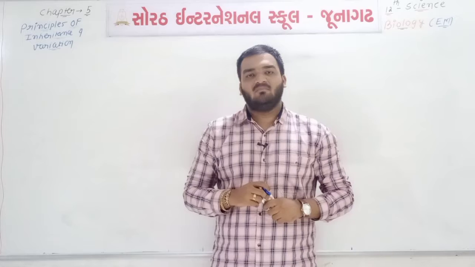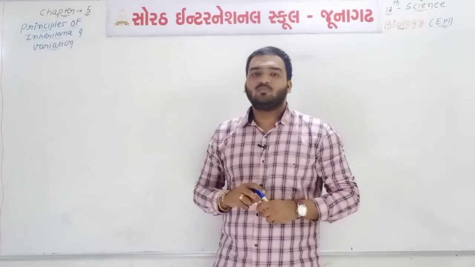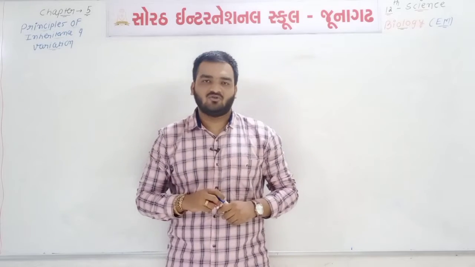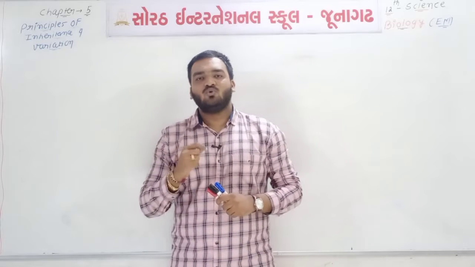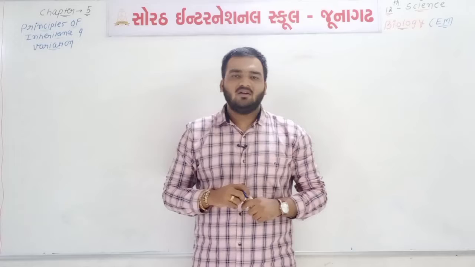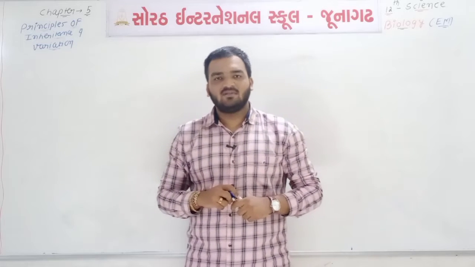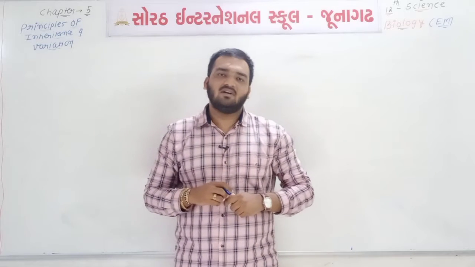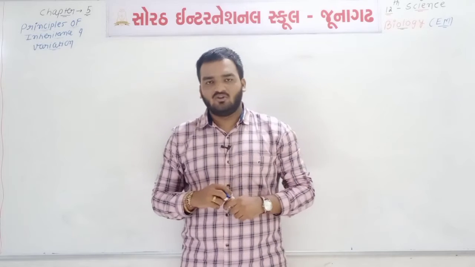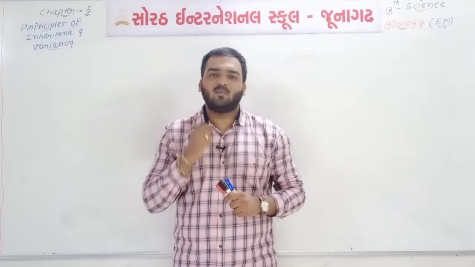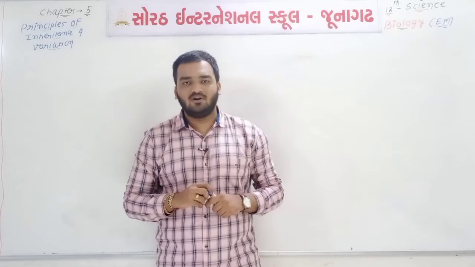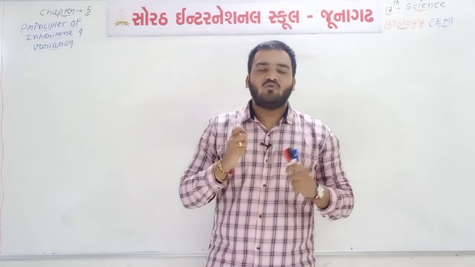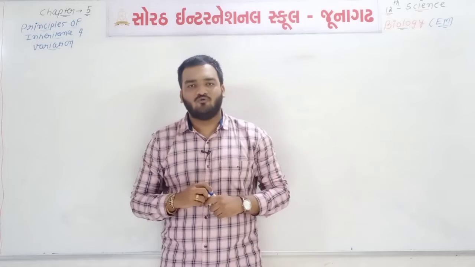We are learning biology, chapter number 5, the principles of inheritance and variation. You know that in the last video lecture we talked about the two main laws of Mendel: the first is the law of dominance, and the second is the law of segregation. Both laws depend upon the result of the monohybrid cross, which was done by Mendel to understand the inheritance of one gene.